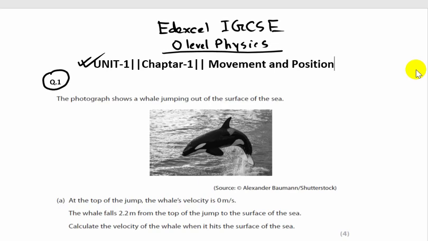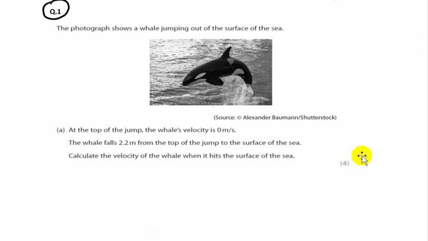The photograph shows a whale jumping out of the surface of the sea. At the top of the jump, the whale's velocity is 0 meter per second. The whale falls 2.2 meter from the top of the jump to the surface of the sea. Calculate the velocity of the whale when it hits the surface of the sea. Total marks for this question: 4.